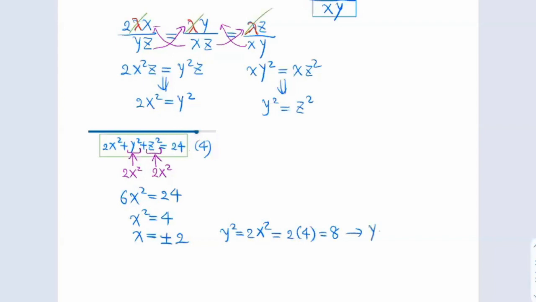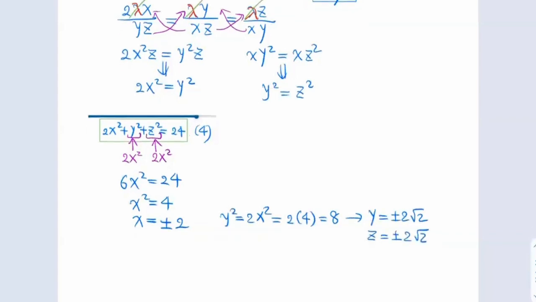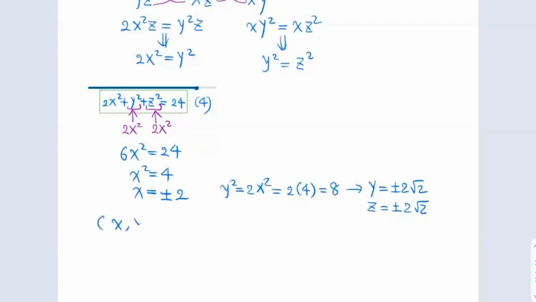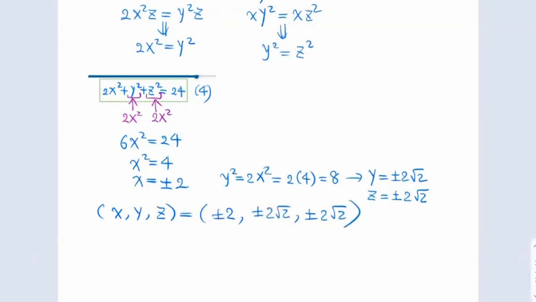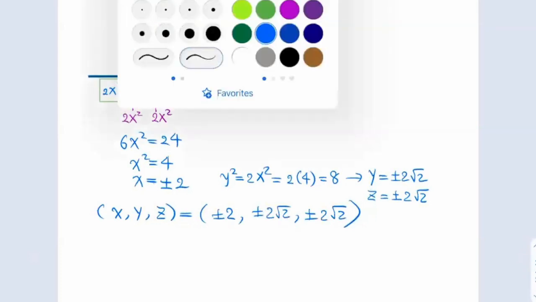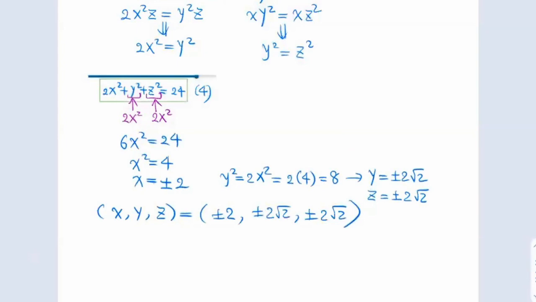So that means y is plus or minus 2 square root 2. And also for z, z is also plus or minus 2 square root 2. Okay, so that will give us the xyz. So xyz here will be plus or minus 2 for x, plus or minus 2 square root 2 for y, plus or minus 2 square root 2 for z, okay? And you should have 2 times 2 times 2, so 8 different combinations. It's all combinations. Yeah, 2 times 2 times 2.